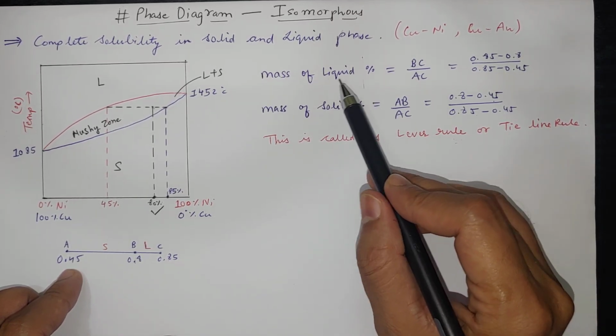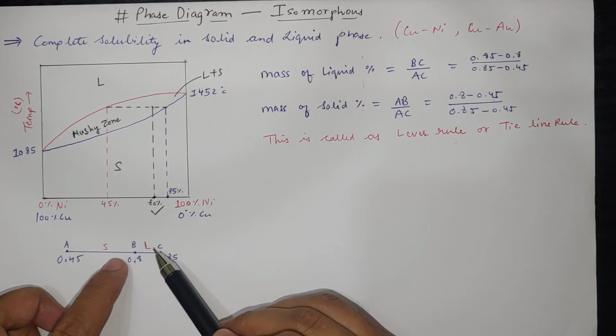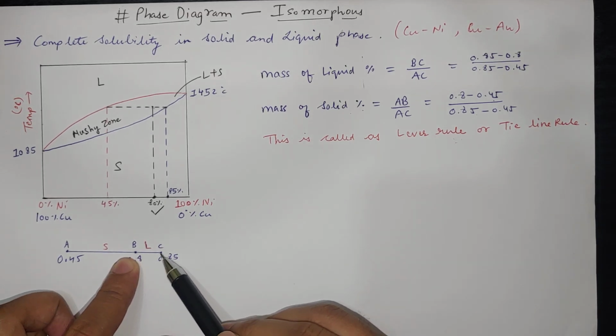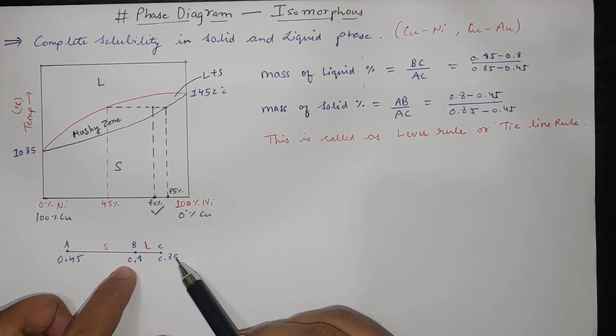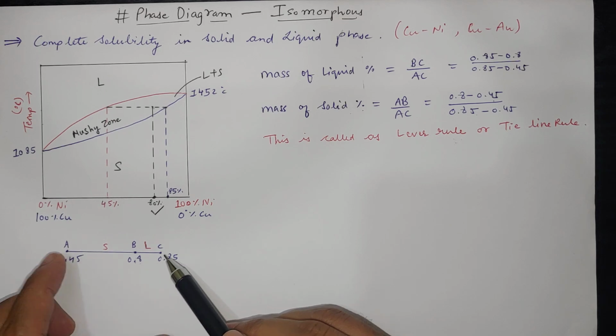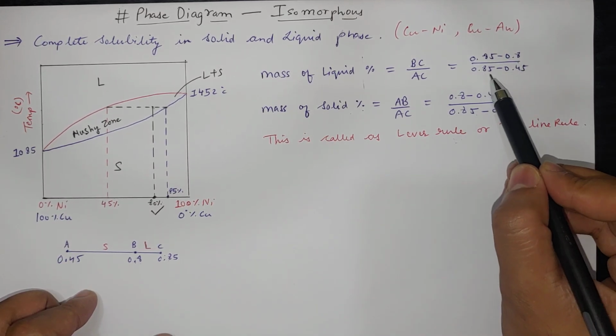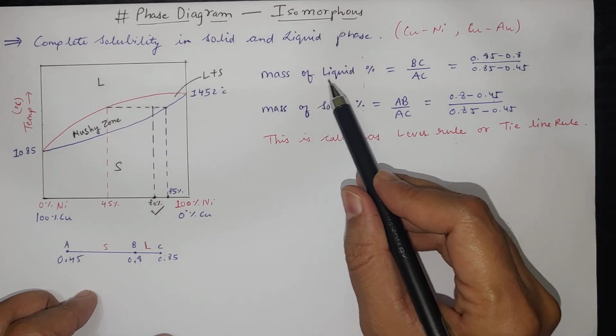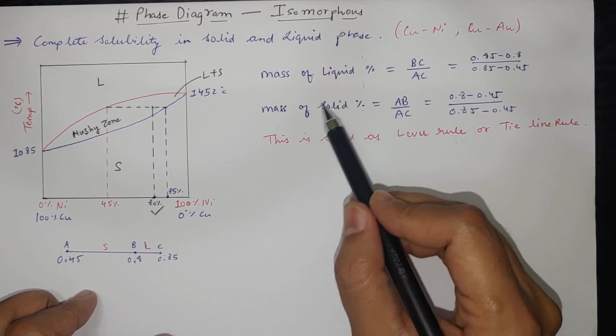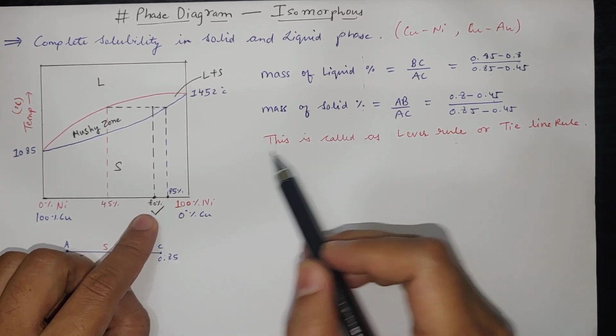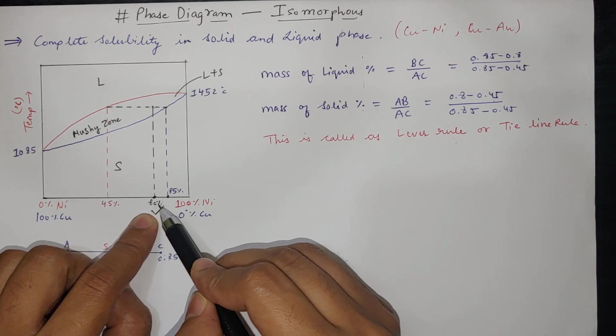For liquid, it is in lesser proportion, so the shorter length will be the BC length. BC is 0.85 minus 0.8, divided by the total length. So 0.85 minus 0.8 divided by 0.85 minus 0.45. In this way we can calculate the mass percentage of liquid and the mass percentage of solid at 80% composition and a particular temperature.